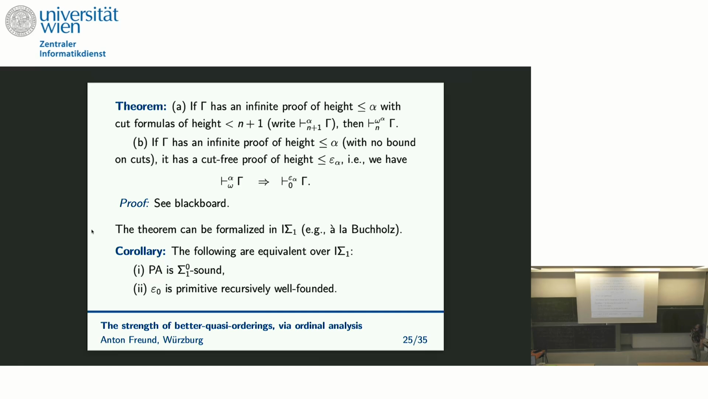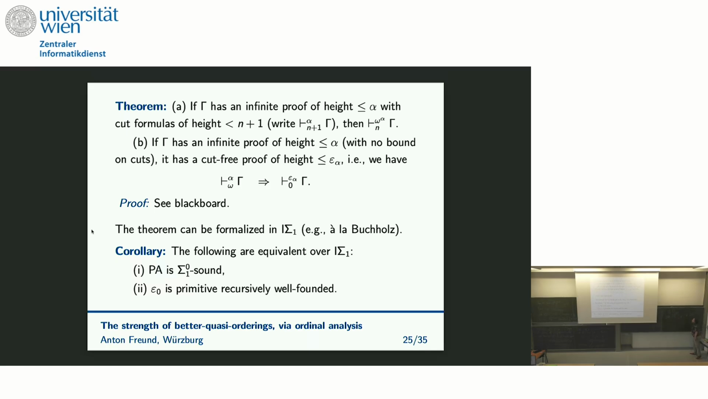Okay, so let's take this assumption here. With height alpha, no bound on cuts, I have derived gamma. I'm again doing an induction on alpha and a case distinction. And the case that I want to consider is, of course, again the case of a cut. So let's assume with some height beta smaller than alpha, I have derived gamma or phi, as well as gamma or not phi, and then in the last step I have applied a cut over this formula phi to reach gamma.